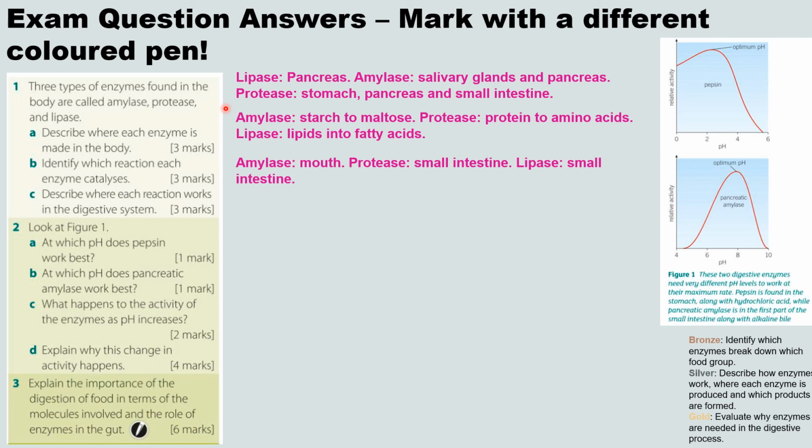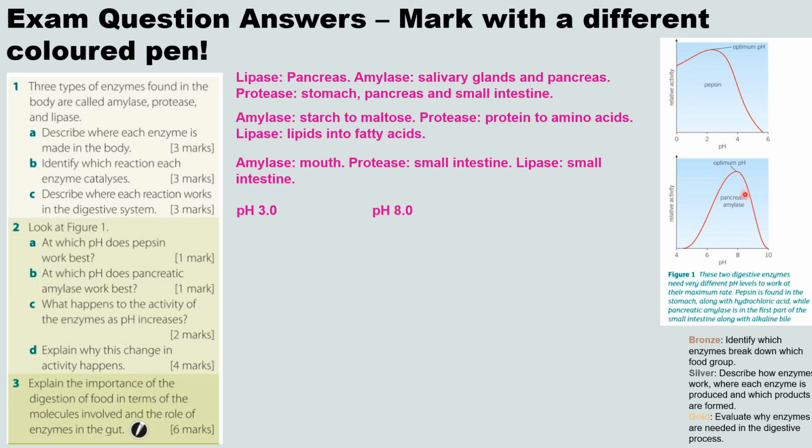So look at figure 1. At which pH does pepsin work best? So find which one pepsin is on about. So you've got pancreatic amylase here, and then you've got pepsin. The optimum pH is around about here, so around about 2 or 3. So pH 3, yeah, it's around that. pH 2.5 or 3. So if you got between 2 and 3, you got it right. I'll give you that mark.